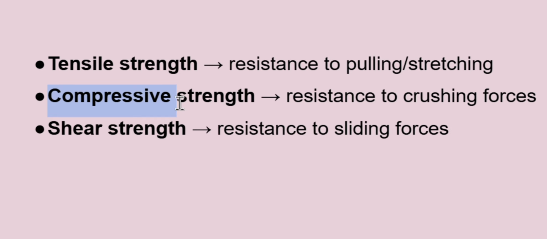So tensile's pulling apart, compressive is pushing together, and then you've got something called shear strength. And shear strength is the ability to resist sliding forces. So what do I mean by sliding forces? If you use your hands again, so the first one, you're pulling your hands apart, that's tensile. The second one is compressive strength, so you're pushing your hands together. Shear strength is when you're sliding one hand over the other.